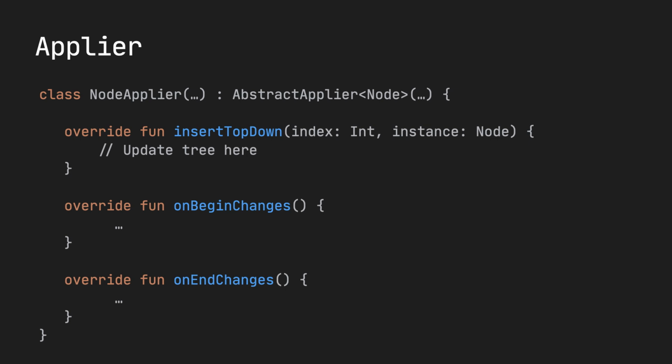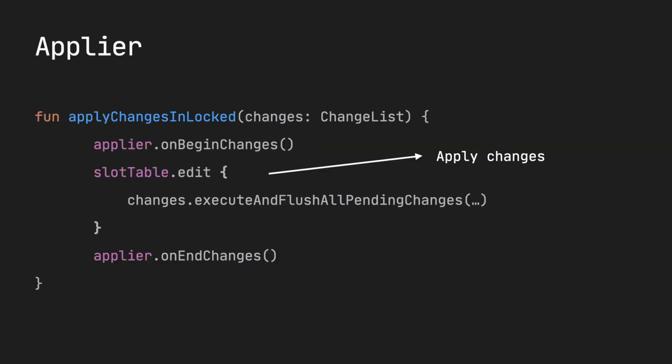So these are the methods that would get fired in this example if you had something like a node applier, which is what Compose UI has, for example. In here, basically you have on begin changes. Those are methods that will get called when it starts to apply all those collected changes. And then it will call insert top down when it tells you to update a particular node. So in the end, when all the changes are batched together, this is what you're going to see. This is the method that applies those changes. Just as we saw before, it's using the editor on the slot table, and it's taking in all those changes and applying them one by one to update the slot table.